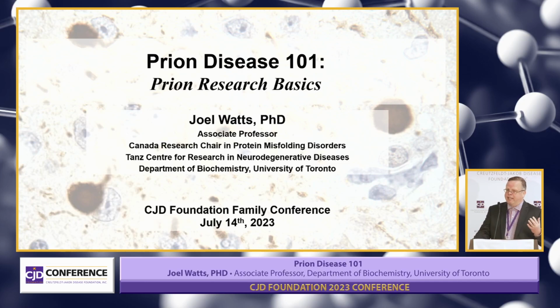And I also like to say that I wear two hats at this meeting. I'm up here presenting to you about prions, but I'm also a family member. I lost my father to sporadic CJD. He died in 1990 at the age of 39, so one of these earlier onset sporadic cases.